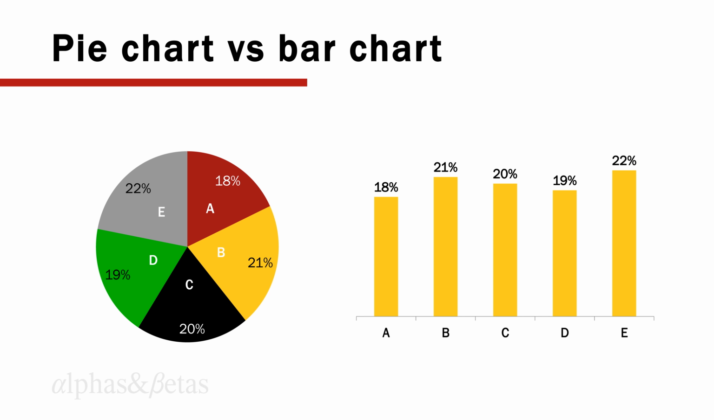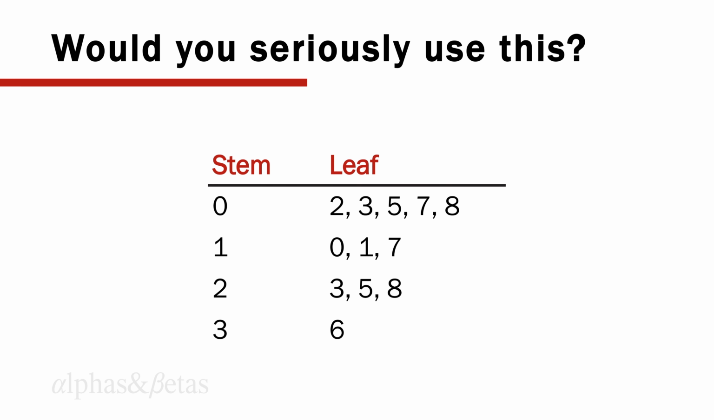Even with this trusty pie chart, it's very hard to compare the relative size of the portions, whereas if you use a bar chart, you can clearly see the difference. The stem and leaf plot shows the individual values, but why would you want to replicate the data? What if you have a million values?